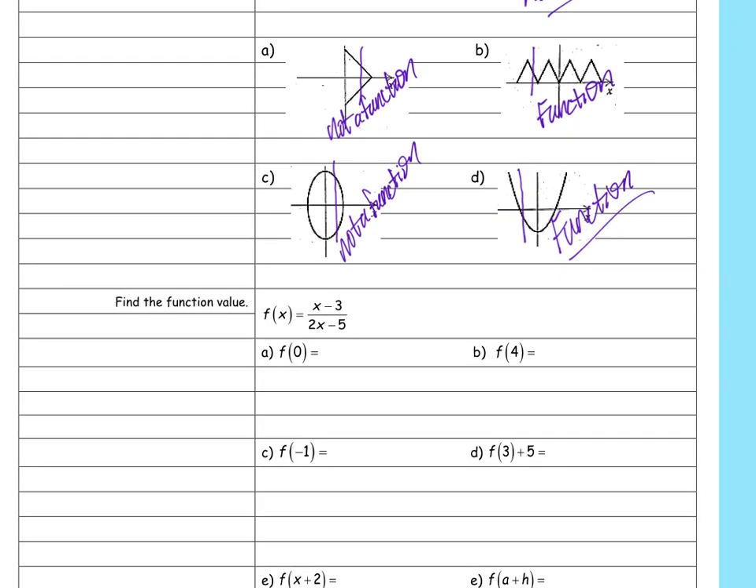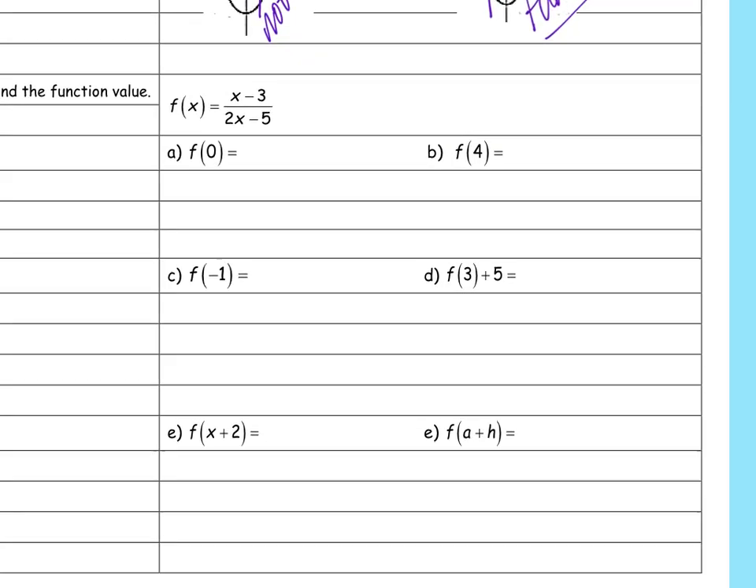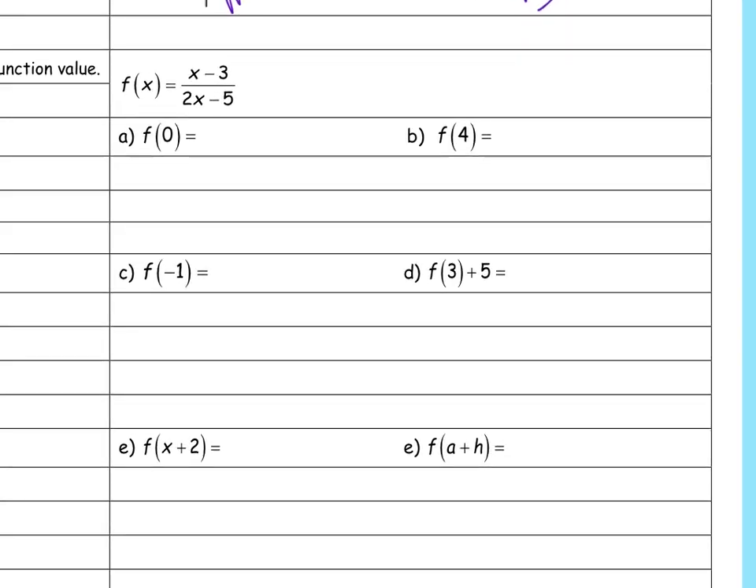Okay, so the next one is we're just going to find the function value. So we have 6 problems. I've got a function here. I'm going to plug in my x value and find out what it equals. So the first time I'm going to x equals 0. So wherever there's an x in my function f, I'm just going to plug it in and see what I get left with. So that means I've got 0 minus 3 all over 2 times 0 minus 5. So that's going to equal negative 3 over negative 5, or positive 3/5. Questions?